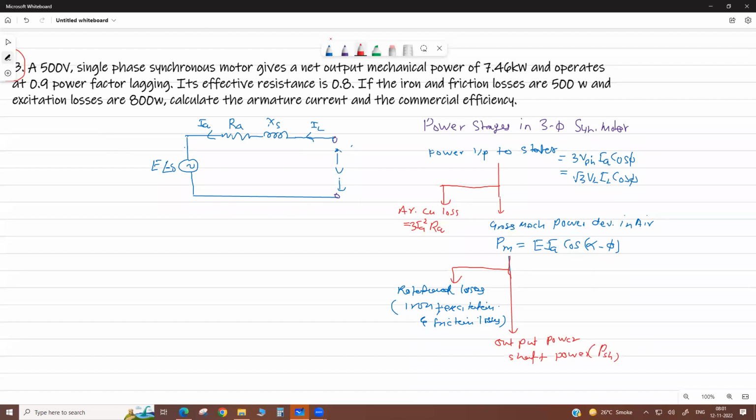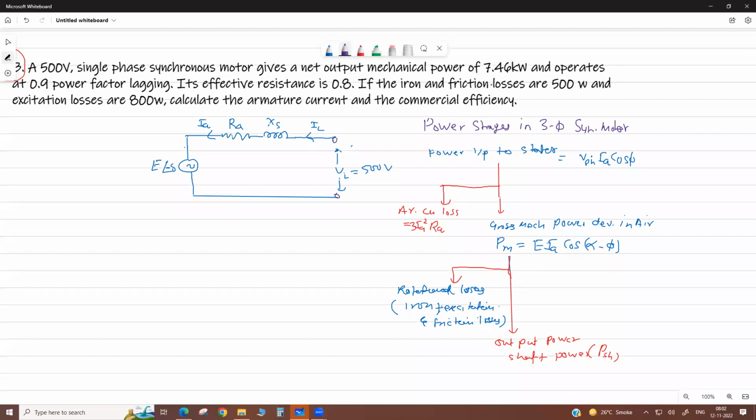So here, first of all, this is 500 volt, meaning the line voltage is given. VL is 500 volt. First you calculate the phase values if required. Then it is single phase only. The motor is single phase, so this voltage is also single phase. So here these things do not come, only single phase input of VI cos phi.